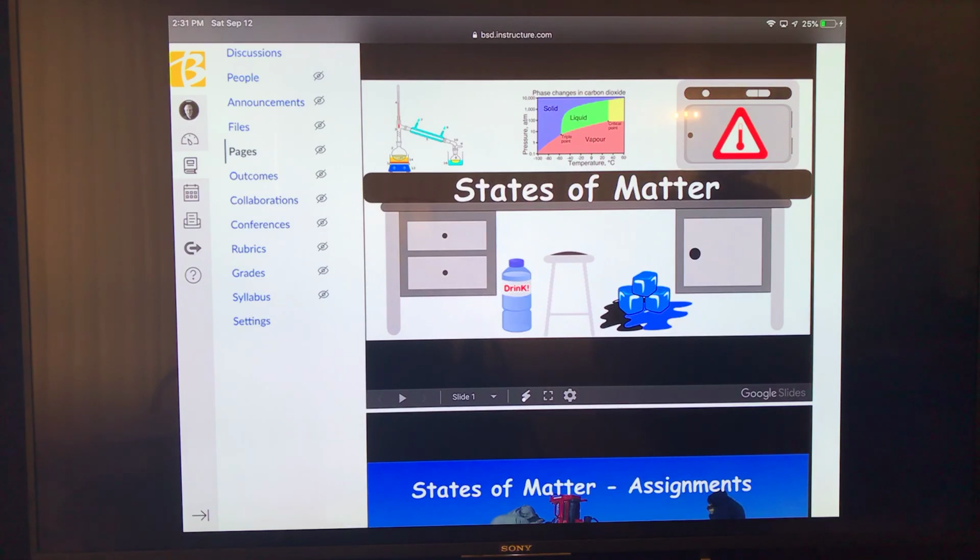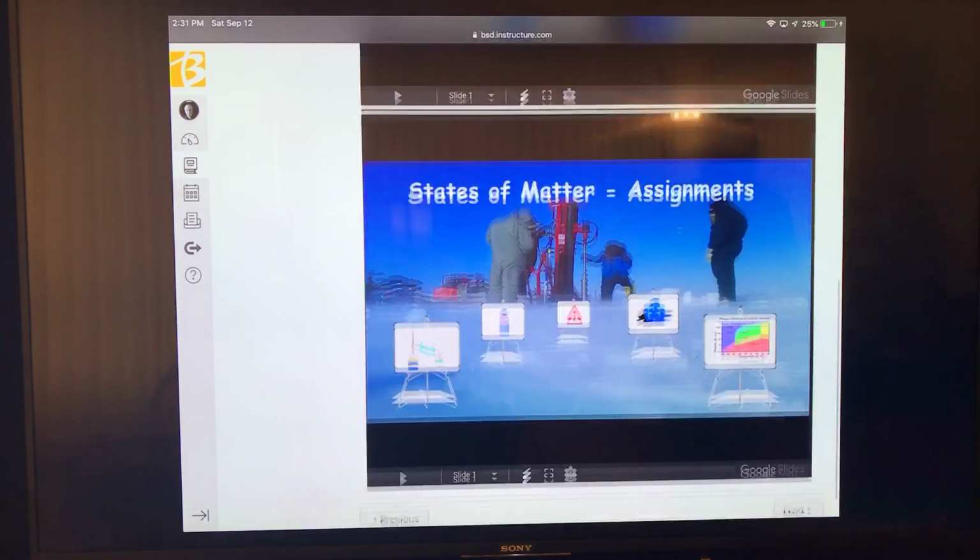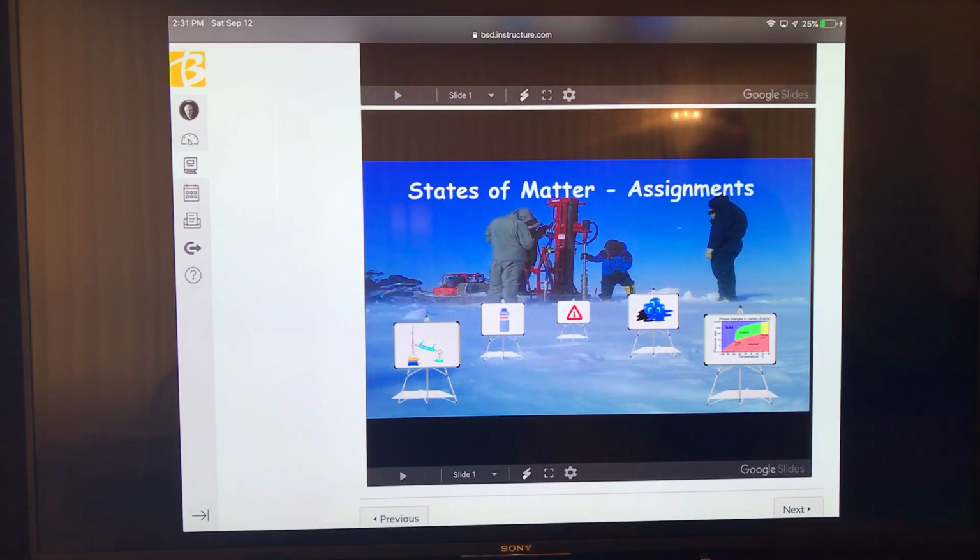Don't forget that you should also be working on these states of matter assignments. There they are. But also on your climate change paper. Don't let that one go too long now. Remember, good time management and good responsibility.